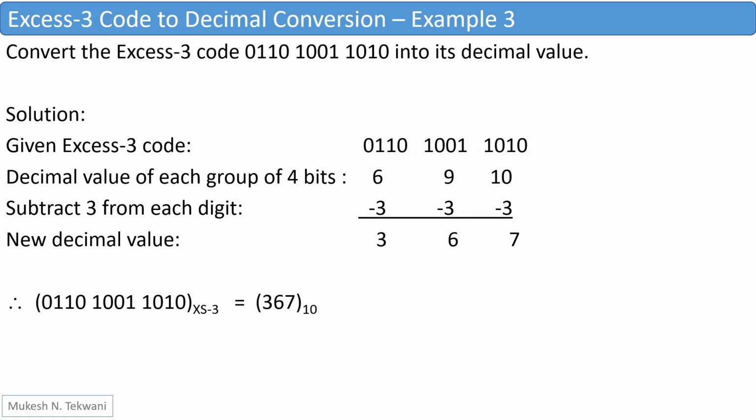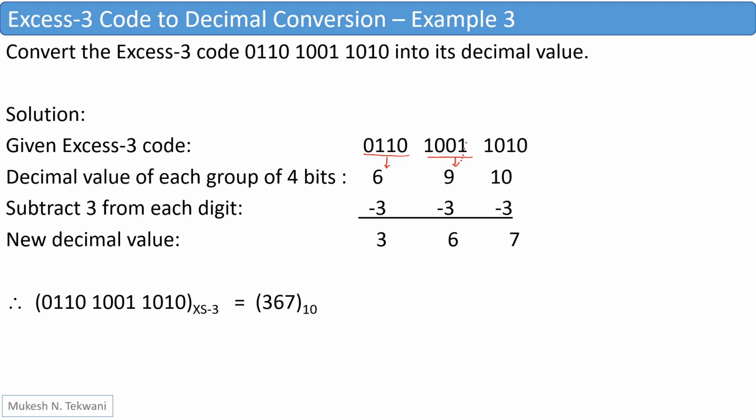Let us take a third example, and here we are doing a reverse example where the Excess-3 code is given to us and we want to calculate the decimal value. So let us start by first writing the Excess-3 code. The code is 0110, 1001, then we have 1010. Now first we'll express each of these 4 bits in terms of its equivalent decimal value. So 0110 becomes 6, and 1001 becomes 9.